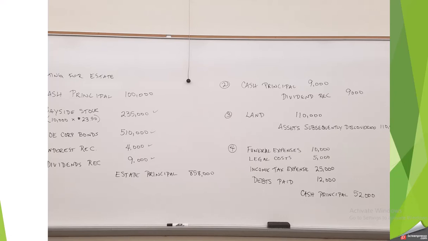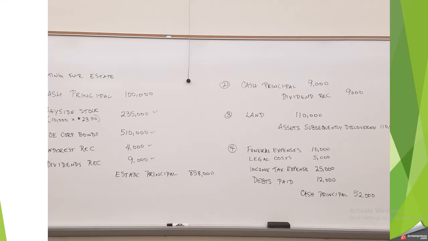Then you go through each transaction. So number 2, they actually receive that Bayside dividend. It gets paid to them. So again, cash comes in, so it goes to cash principal, and we reduce the dividend receivable. Then the next transaction, they discover some land that they did not know existed. So this is their aunt or whatever, and they didn't know she had this land. So they set it up as a new asset to her estate called land, and then it credits assets subsequently discovered because it isn't a part of the original estate. It was added later.